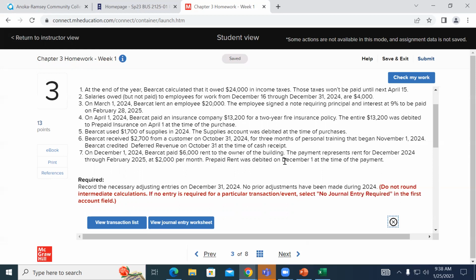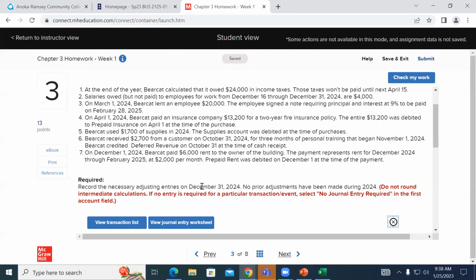How many months have passed? Is it two? Two. All November and all December. Remember, we're on December 31st right now. So 2 months have passed. How many months is this training for? 3. So how much have we earned? Well, 2,700 is for 3 months. So haven't we earned 1,800 of it?